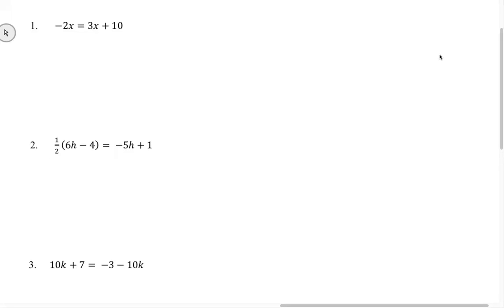All right, so this is day 2 of solving equations with variables on both sides.